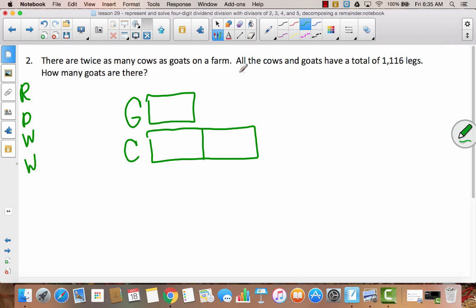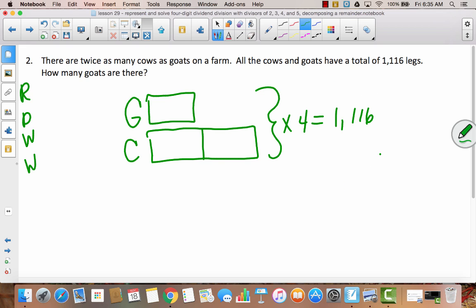But what I do know is that when you take all of this and you multiply it by how many legs are on an animal? 4. So when I take all of this times 4, that equals 1,116. So, how do you think I should begin this problem? I'm going to have to kind of use a backwards approach to this. I'm going to have to start by dividing this number to see how many animals there are.